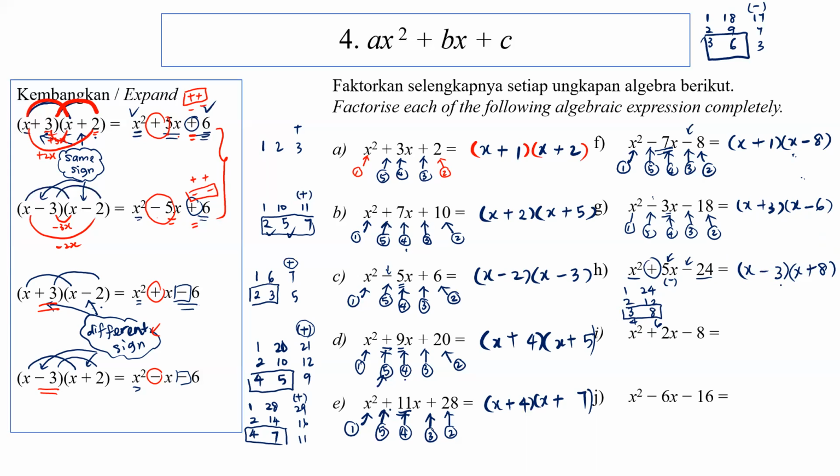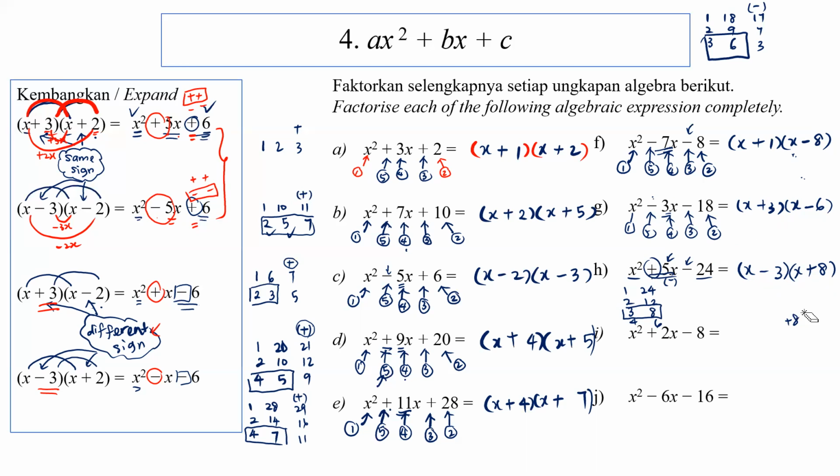This will be negative. Double check. Negative 3x, the inner pair, and the outer pair will be positive 8x. Different sign, find the difference. The difference is positive 5x. Tally with the expression given. So our factorization is correct.